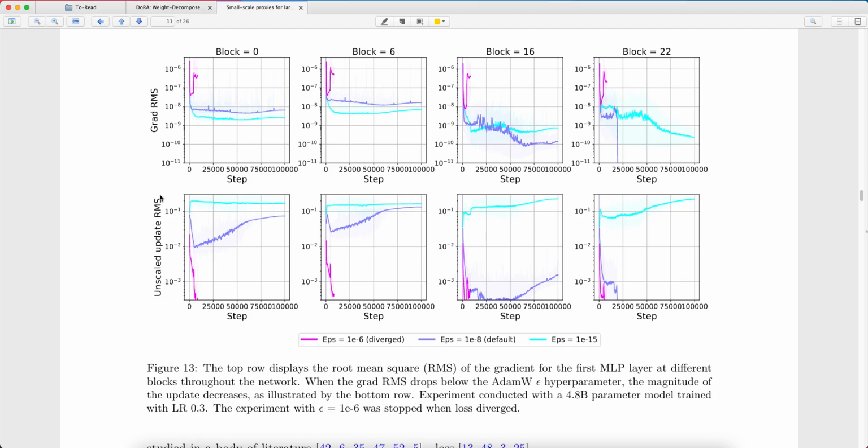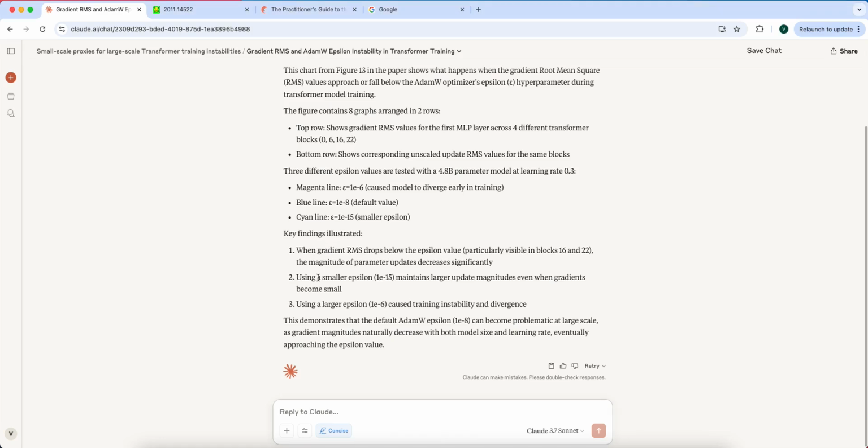Unscaled update. Oh, I see. So I think this is the top row. The magnitude of the update decreases. So I think this is the gradient update. So using smaller epsilon maintains larger update magnitudes even when gradients become small.